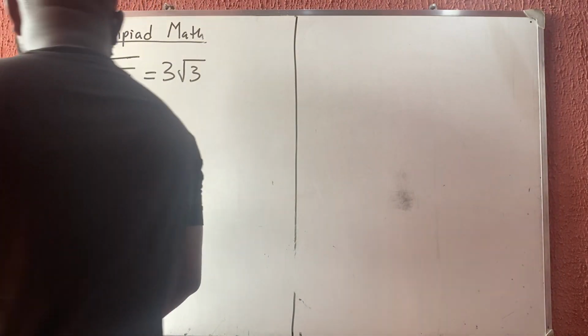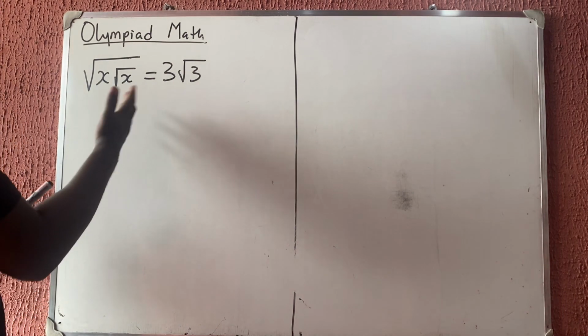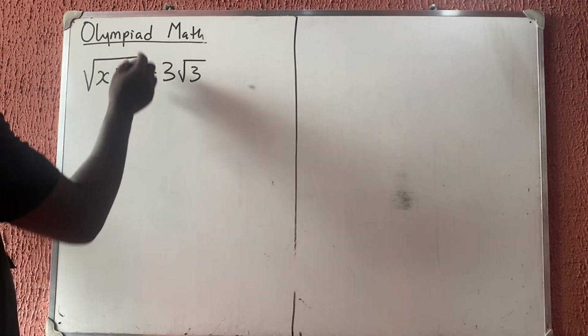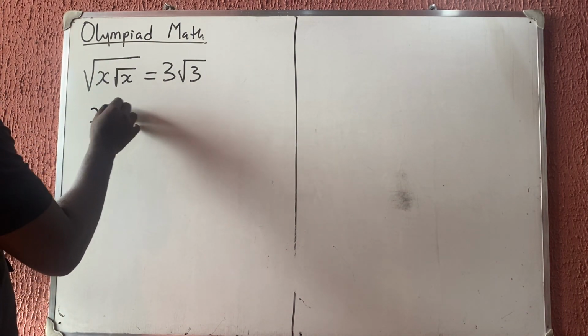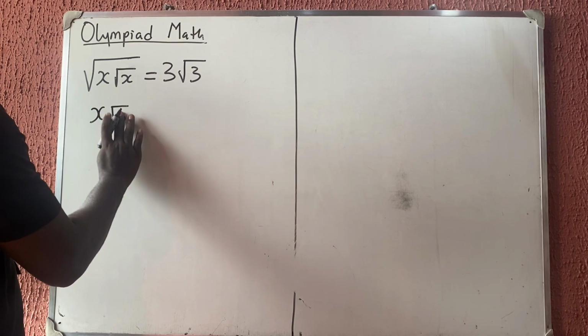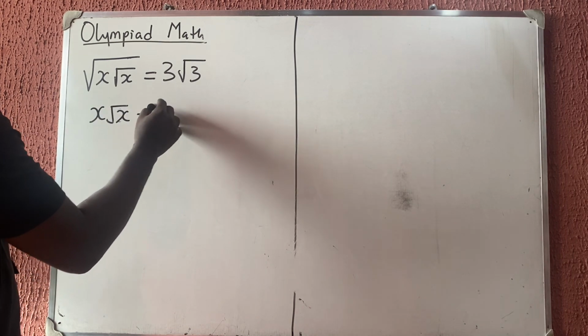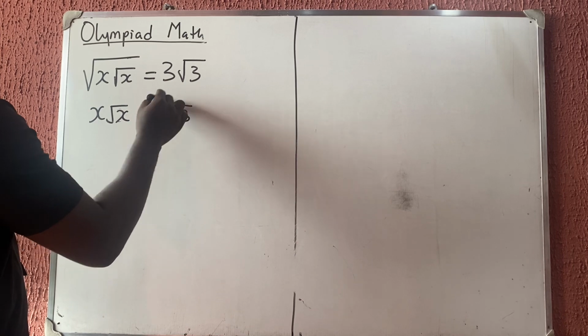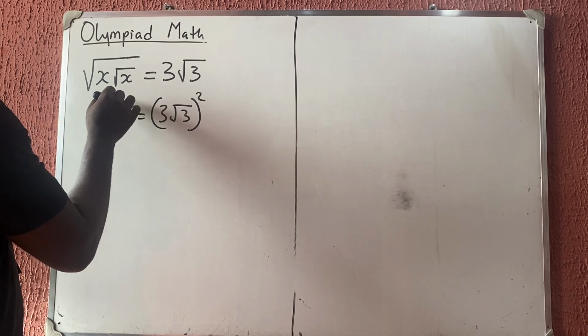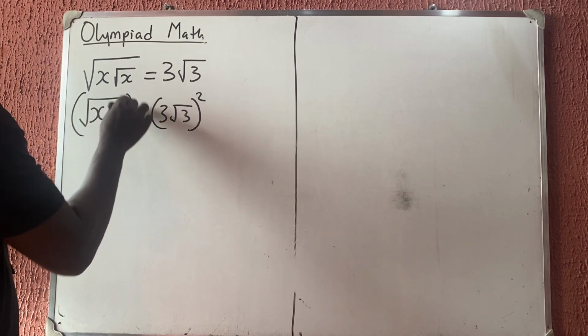All right, let us quickly solve this Olympiad math problem. This one is very simple to solve. So the first thing we do is to square both sides. Squaring both sides, I'm going to have that x times the square root of the square root of x is equal to 3 times the square root of 3, all squared. You can leave this and say all squared.